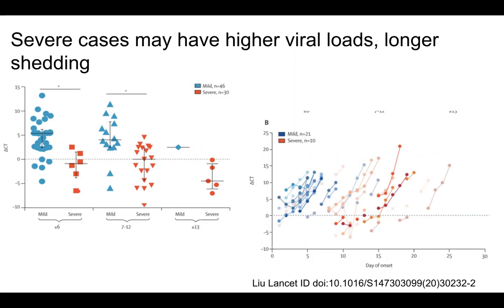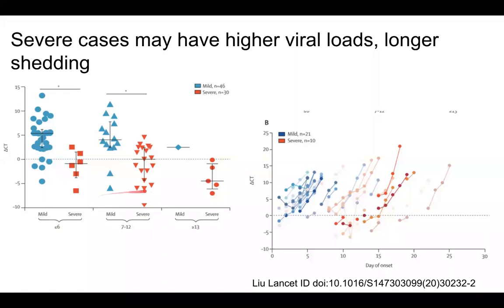This is a study published last week in Lancet ID of 76 patients at one hospital in China that suggests that severe cases of COVID-19 may have higher viral loads with longer shedding. 61% of the patients included were mild and 39% were severe, and they collected nasopharyngeal specimens.